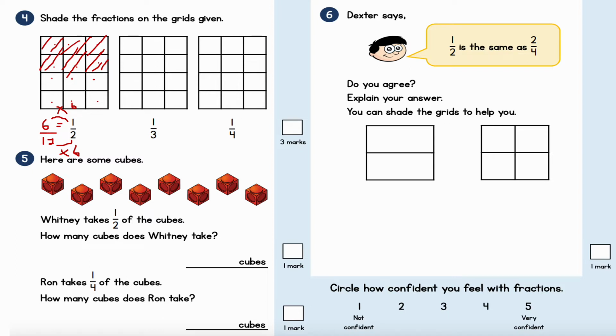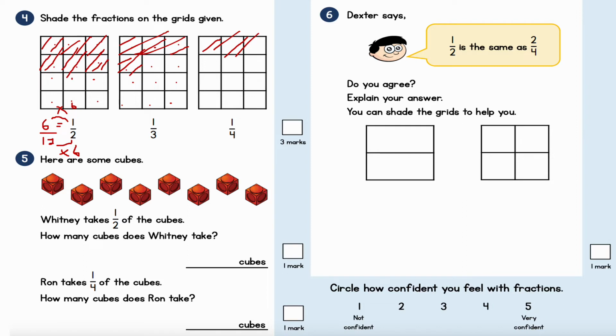Next one, how many have I got here? 1, 2, 3, 4, 5, 6, 7, 8, 9, 10, 11, 12. Well, 1/3 of 12 is 4. So I'm going to shade in 4 boxes. This one, I'm going to shade in 1/4. It's 1/4 of 12, so I'm going to shade in 3 boxes.